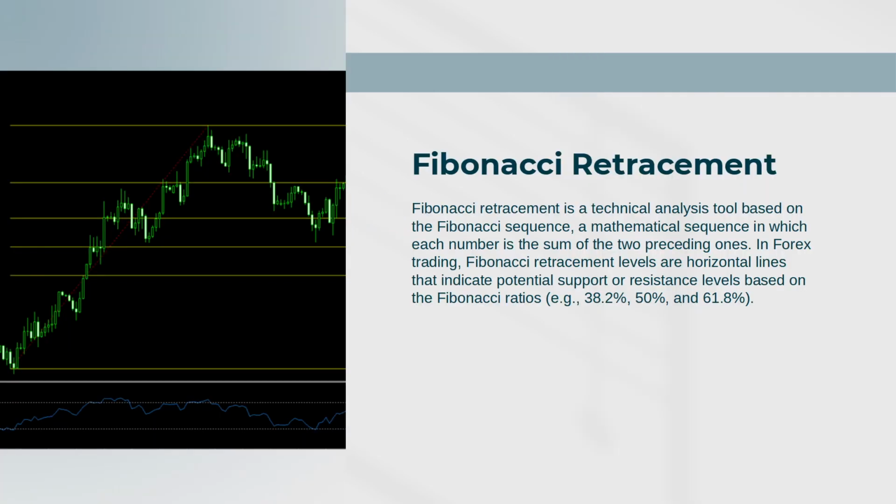Fibonacci Retracement. Fibonacci Retracement is a technical analysis tool based on the Fibonacci sequence, a mathematical sequence in which each number is the sum of the two preceding ones. In Forex trading, Fibonacci retracement levels are horizontal lines that indicate potential support or resistance levels based on the Fibonacci ratios. For example, 38.2%, 50%, and 61.8%.